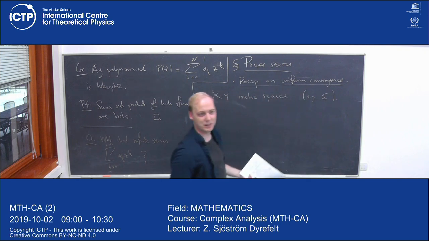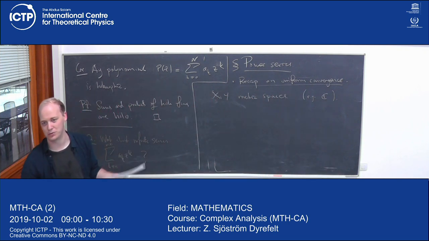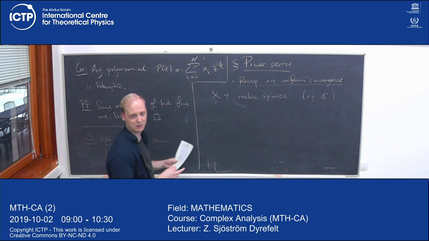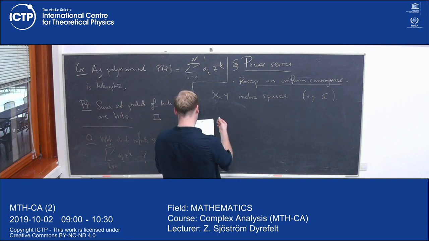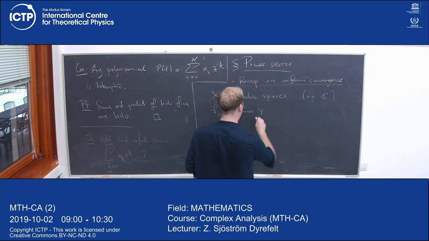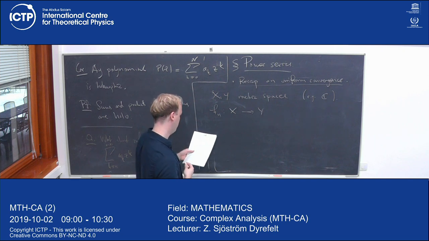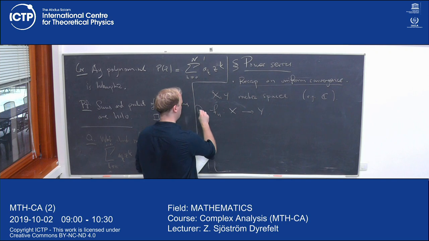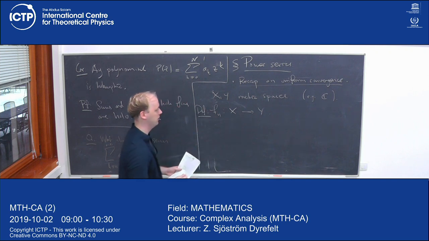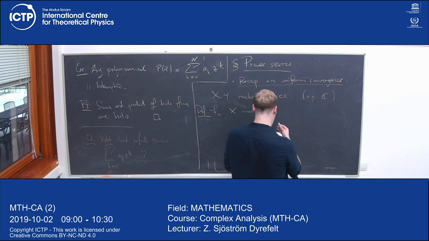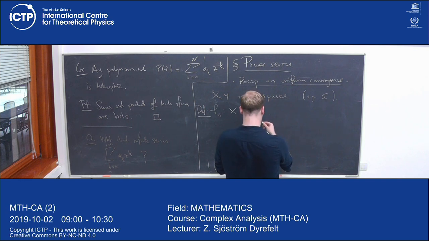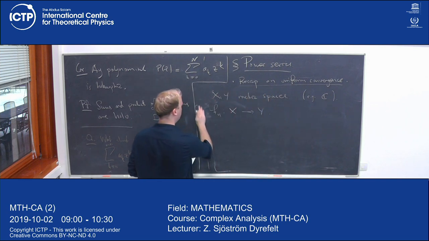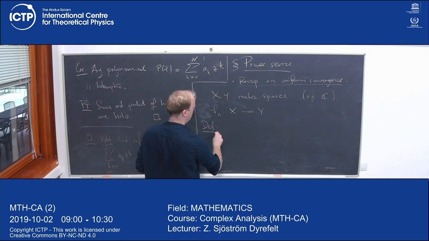Of course, we will be interested in C, but since it holds for all metric spaces, I'm writing temporarily X and Y for metric spaces. Then you consider a sequence of functions f_n from X to Y. So the definition is that if you have such a sequence of functions, consider this.